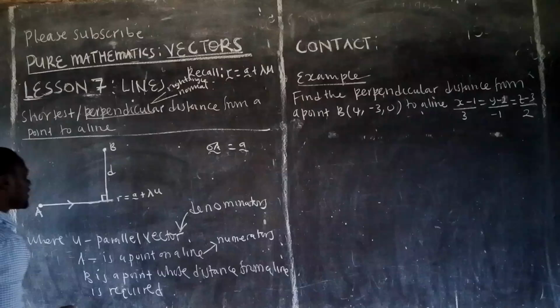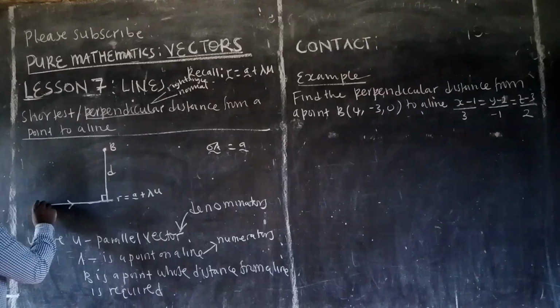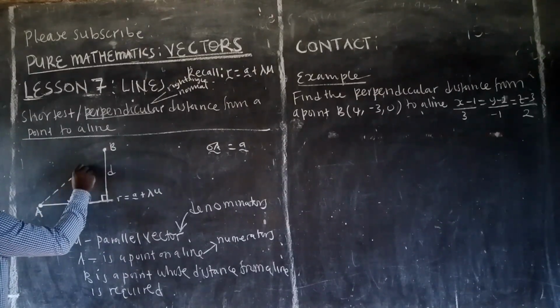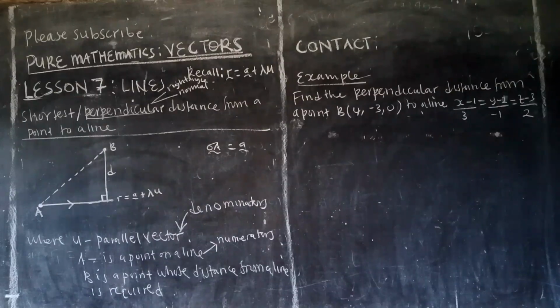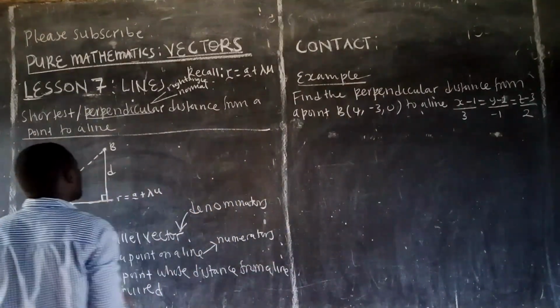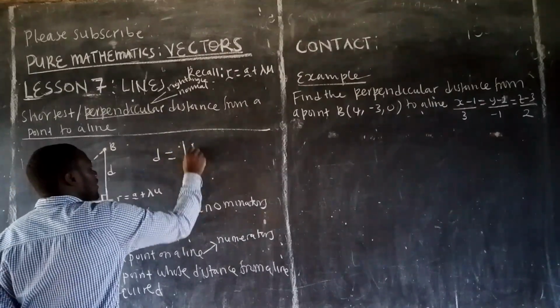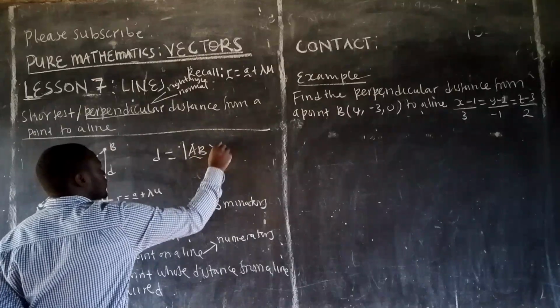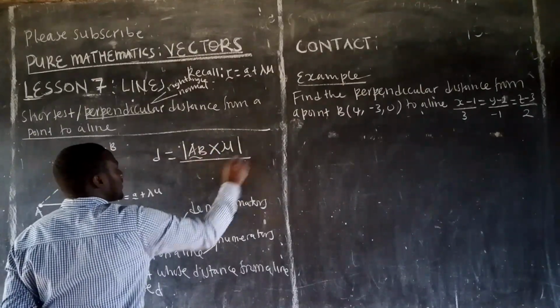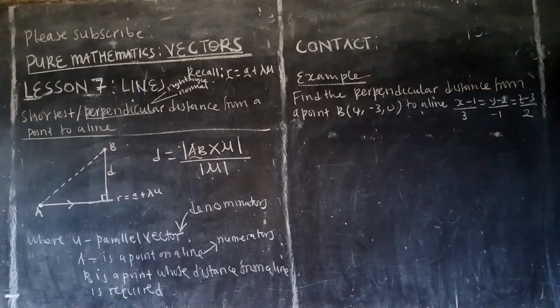But of course, bearing in mind that since it's vectors, we can join this to that. Now, how do we get the perpendicular distance? The perpendicular distance is got from, say, D. Your distance D is equal to the magnitude of the vector AB crossed with mu, over the magnitude of mu. Yes, you all know mu. Mu is a parallel vector, which is got by subtraction, and the mu is got from the line. As simple as that.